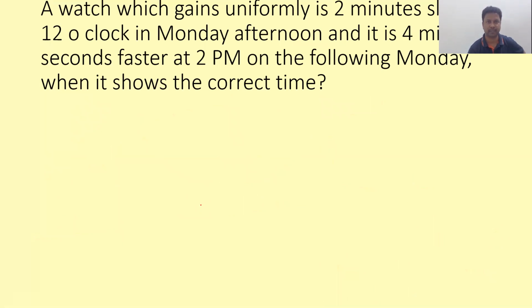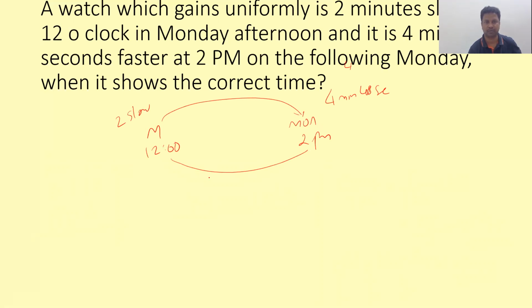See this, the watch gains uniformly. It is 2 minutes slow at 12 o'clock on Monday. And it is 4 minutes 48 seconds fast at 2 p.m. on the following Monday. Now, what is the time interval between these two? 7 days into 24 is 168. It is 2 p.m. versus 12, so you want to add 2. So 170 hours are there between these two.